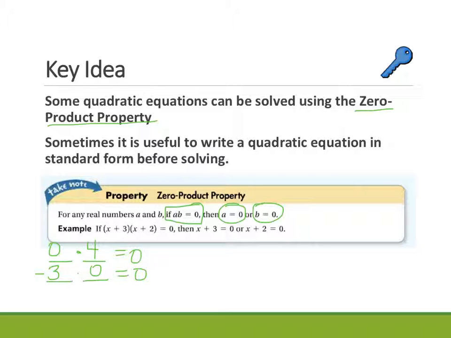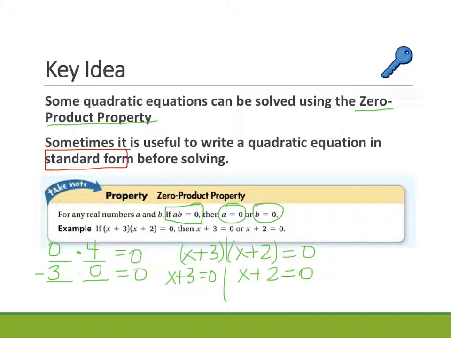When we apply this to quadratic equations in factored form, such as x plus 3 times x plus 2 is equal to 0, what that tells us is that either the first factor is 0 or the second factor is equal to 0. And knowing this will enable us to solve these equations. Now, sometimes it is useful to write the quadratic equation in standard form before solving. The problems that we are about to work, we're going to have to write those equations in standard form before we solve them.